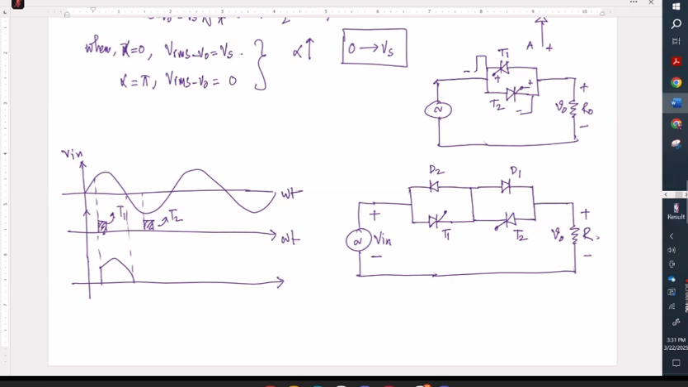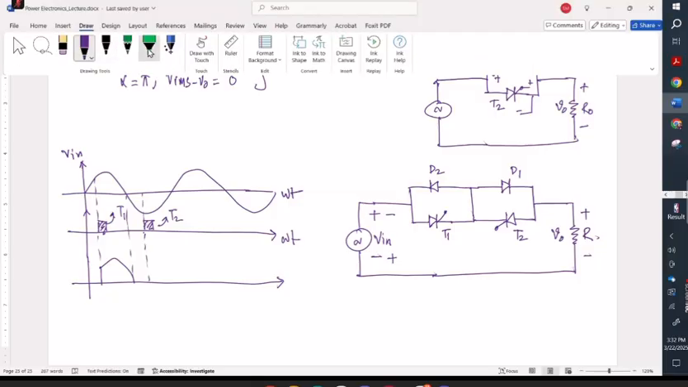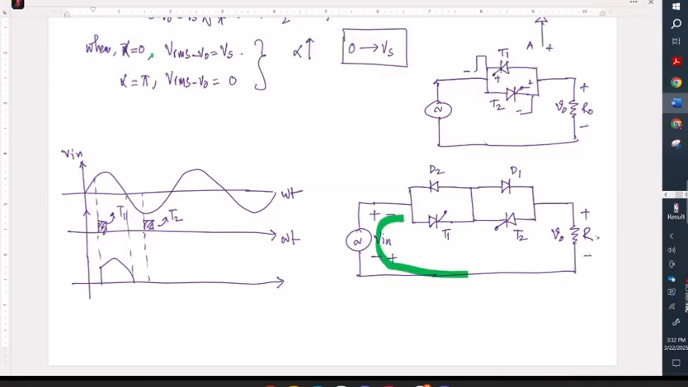And in that case, the whole circuit will be turned off unless you provide a gate pulse for T2. As soon as the gate pulse is given for T2, what will happen? The polarities will change for the negative half cycle. So now the current will go in the opposite direction like this through T2 and then through D2, and it will return back like this. Any confusion regarding this? Again, it will go like this through T2, D2, and come back like this.